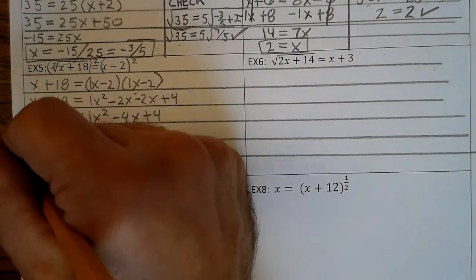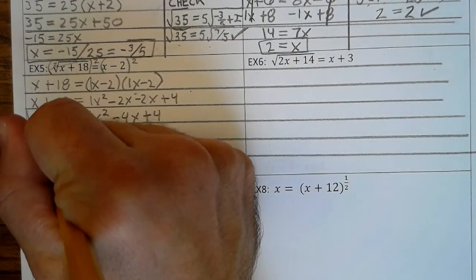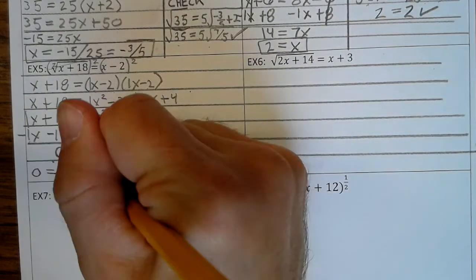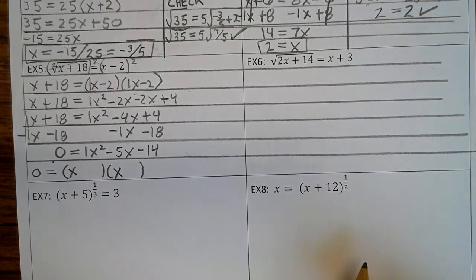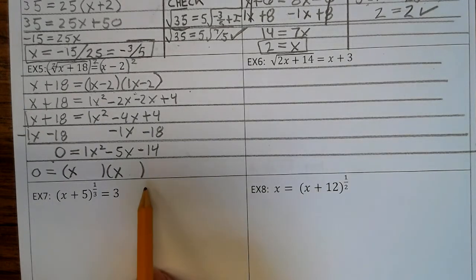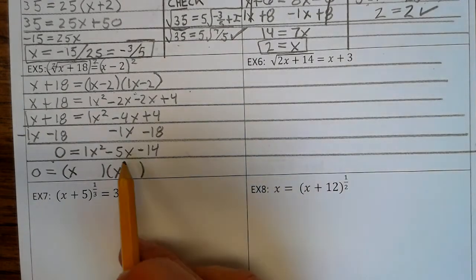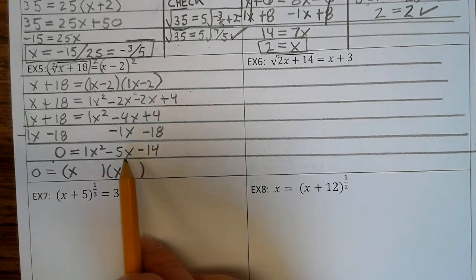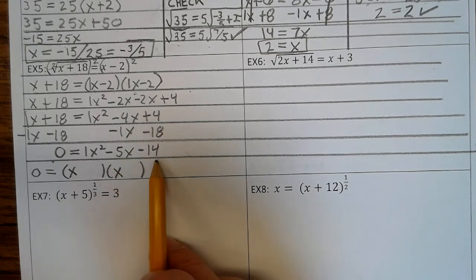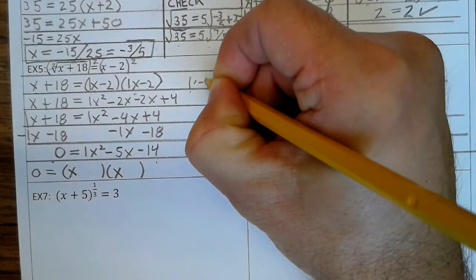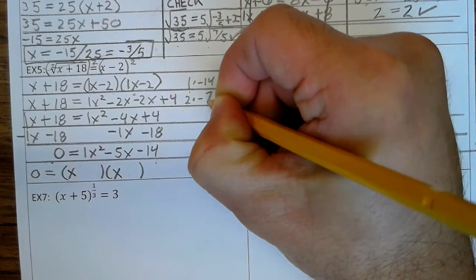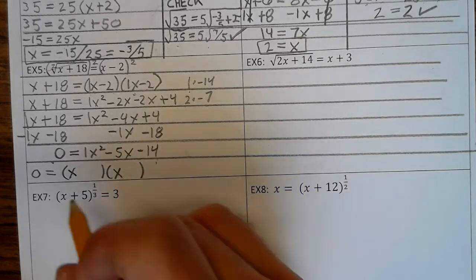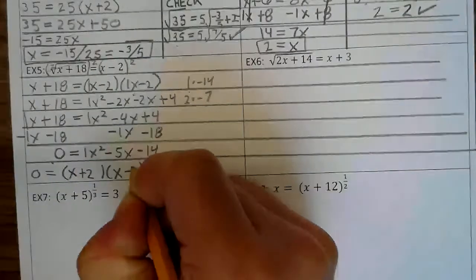All right, so now we need to factor. We know x and x. Now we need to find all the combinations that give us negative 14. So we know that 1 times negative 14 is negative 14, but 1 minus 14 is negative 13. That doesn't work. 2 times negative 7, and I guess I can write these down. 1 times negative 14 doesn't work. 2 times negative 7 is negative 14. 2 minus 7 is negative 5, so we know our factors are x plus 2 and x minus 7.